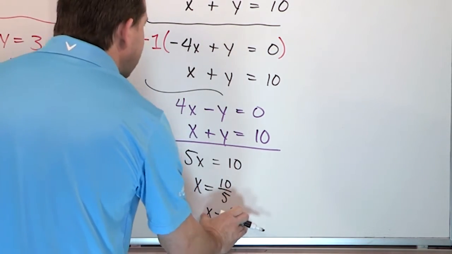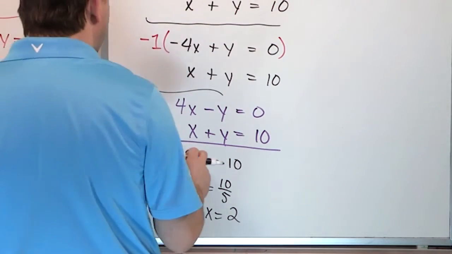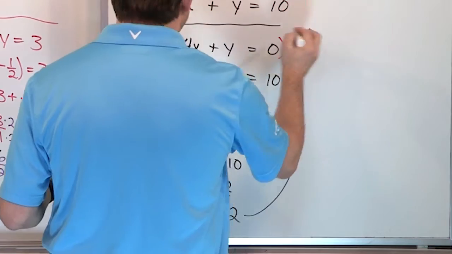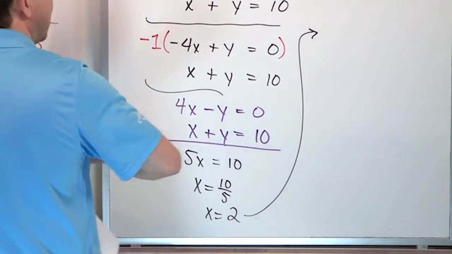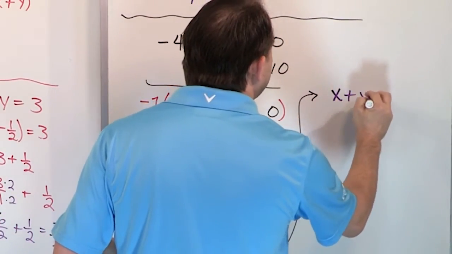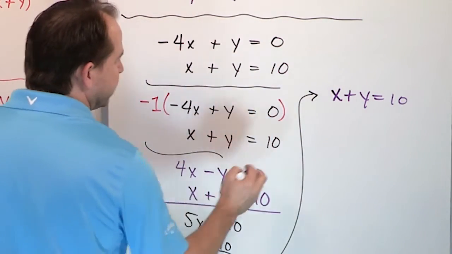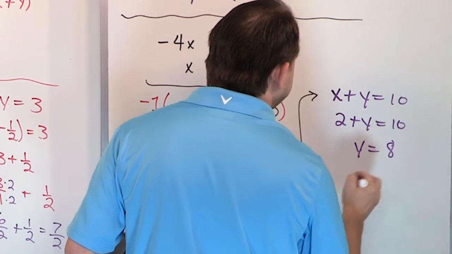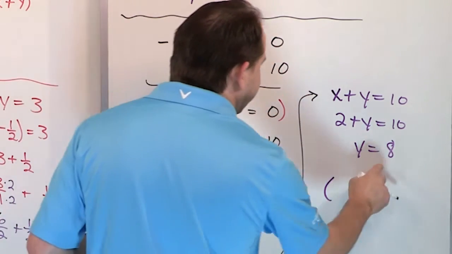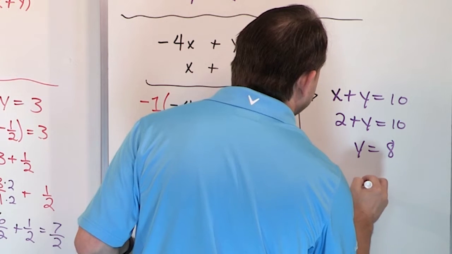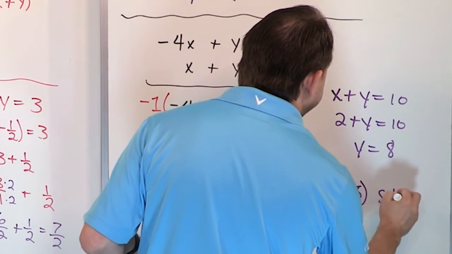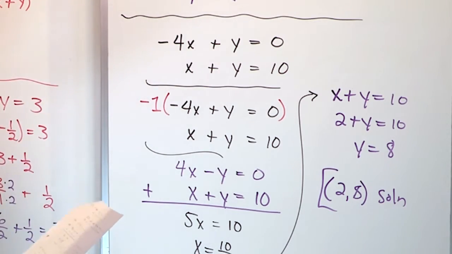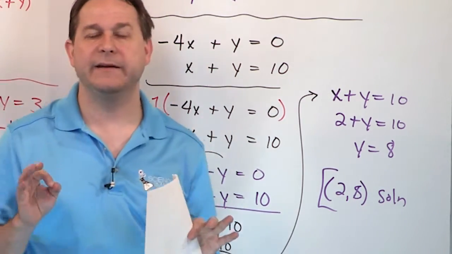And once I have the answer, I can go back to any of these equations to find the other value. For instance, I can go up here and use x plus y is 10. But now I know that x is equal to 2, so 2 plus y is equal to 10. So y is equal to 8. So the answer, the solution, is 2, 8.